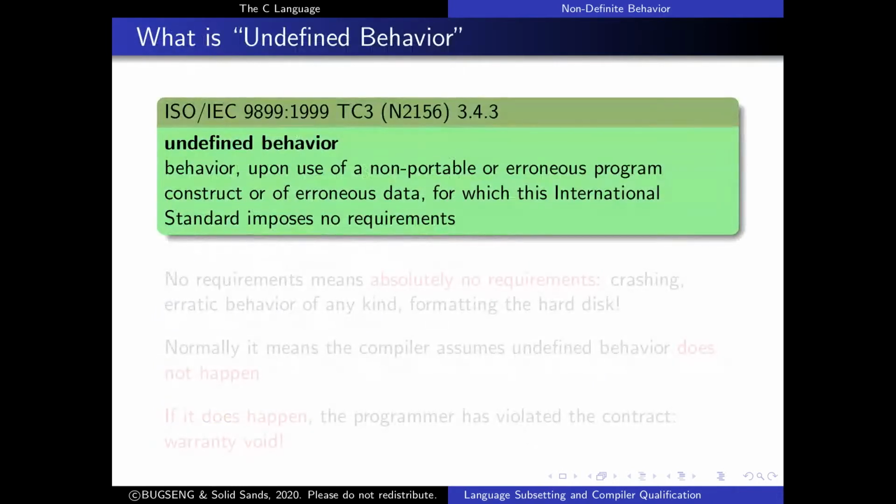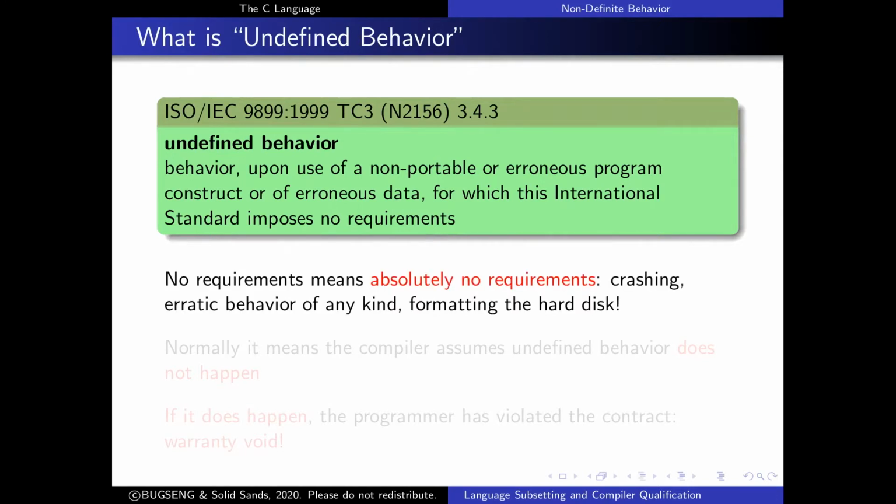So there are several kinds of behavior which are quite dangerous in C if one doesn't know them. The most dangerous one is undefined behavior. It's when you use some non-portable or erroneous program, or you use it on erroneous data. In this case, when the standard says it is undefined behavior, or when the standard says nothing, it means that the standard imposes no requirement, meaning absolutely no requirement. The program may crash. It can exhibit erratic behavior of any kind. It can even format your hard disk.